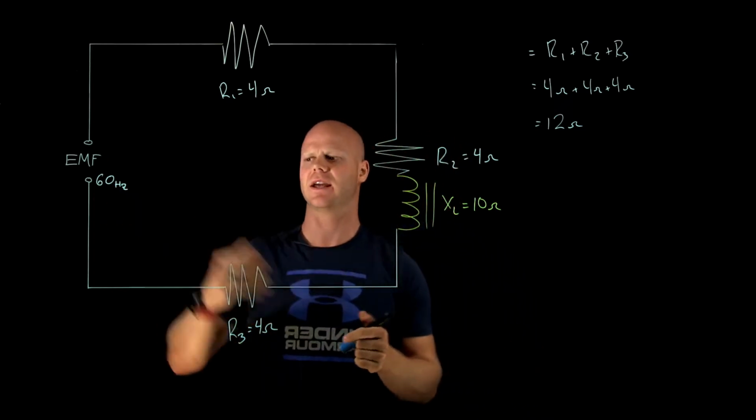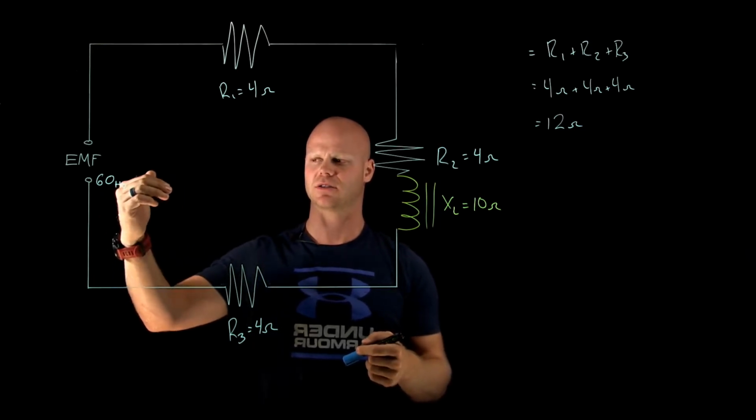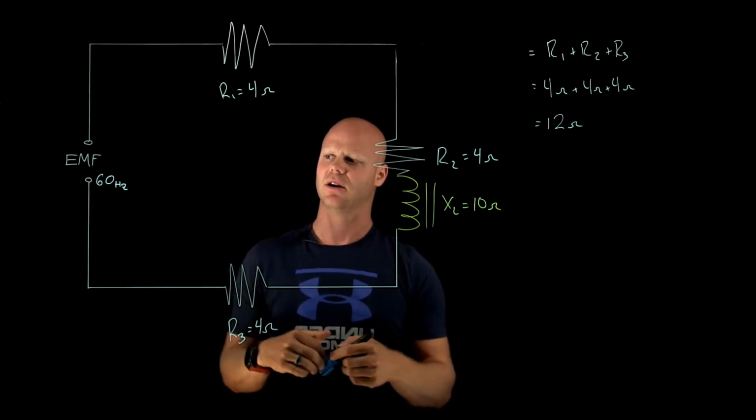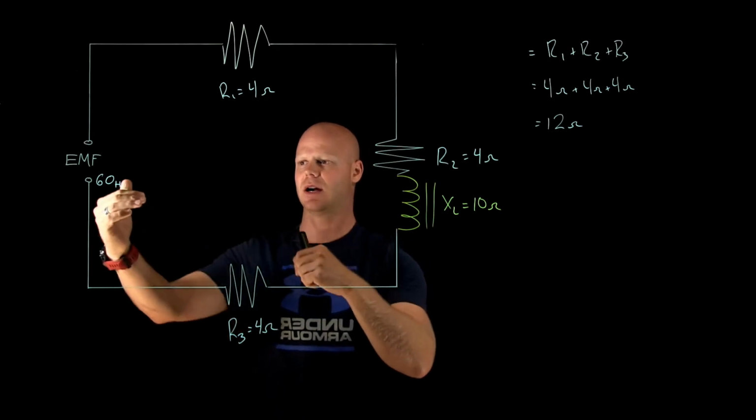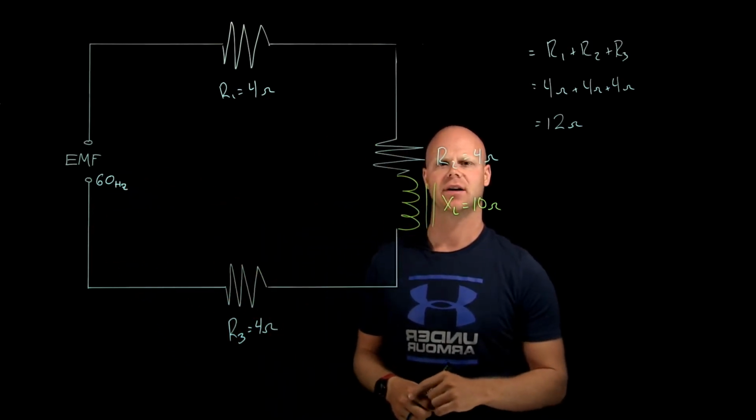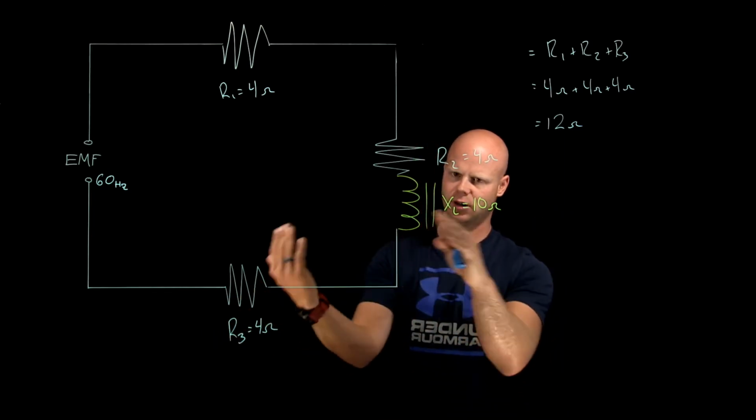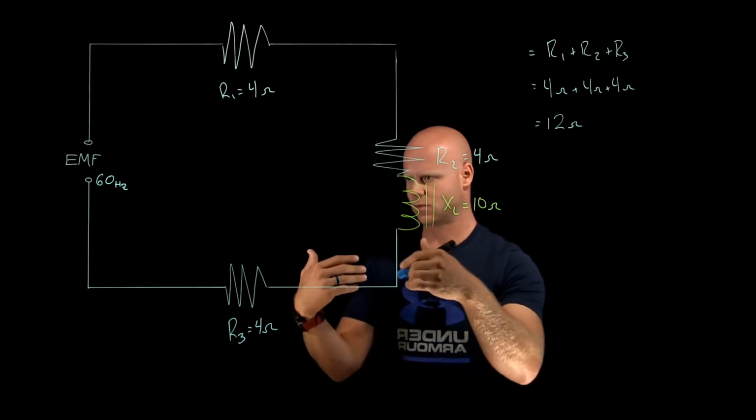So if you'll notice, we have the exact same circuit, but I've added a couple of things. I've given it a frequency, meaning we're at an alternating source now. So we have alternating current, we have an AC circuit. I've added an inductor with an inductor reactance of 10 ohms. So now we're going to look and calculate what the total opposition is.